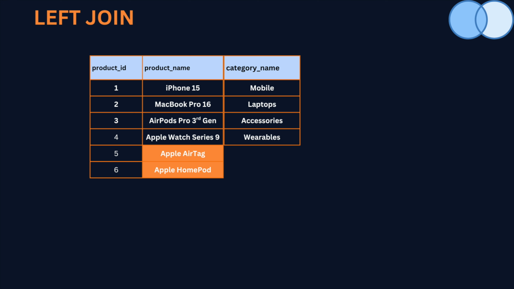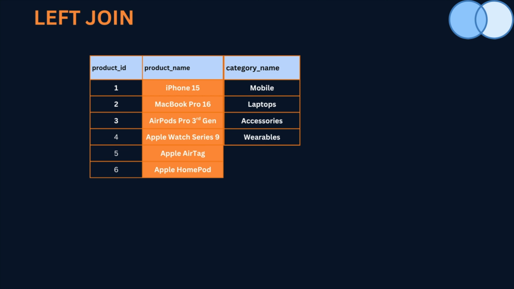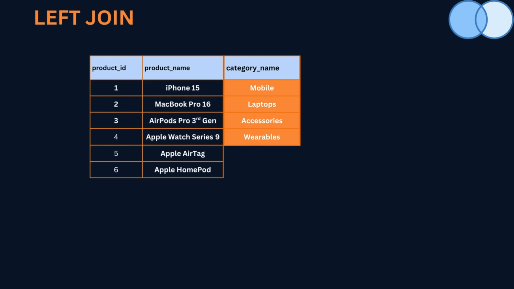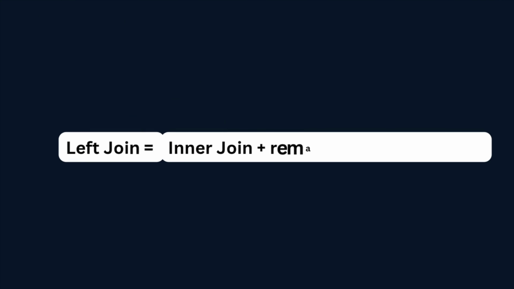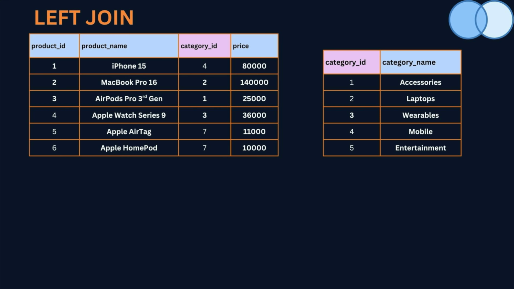A left join will return all the rows from the left table, in our case the products table, and the matching rows from the right table. And if there is no match in the right table, it will put null values for the columns in the right table. To simplify it further, I would like to explain this as an extension to the inner join.